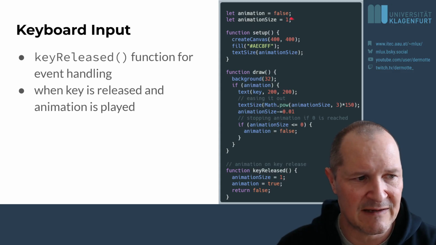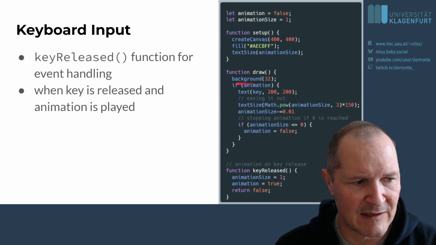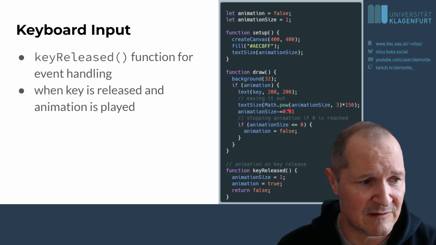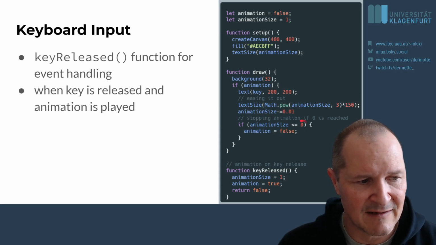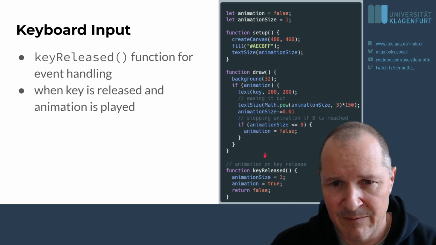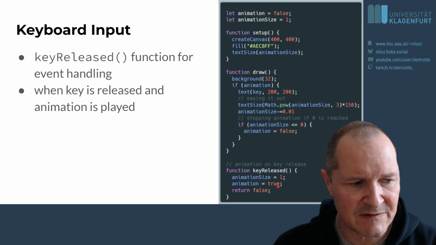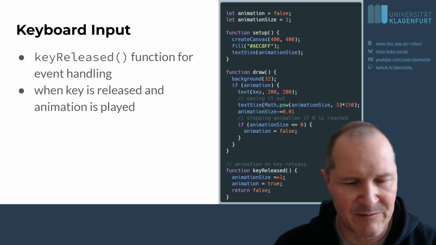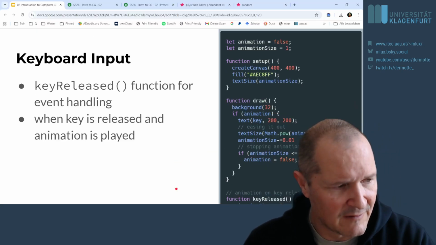And the animation size is 1. And if the animation is running, then something happens in there. And in this case, it just reduces the size. So animation size makes it smaller. And if the animation size is smaller than 0, animation is false. So it doesn't do the animation anymore. Okay, then it doesn't paint anything anymore. If a key is released, we start with a new animation, and animation size is 1, so we start with 1.